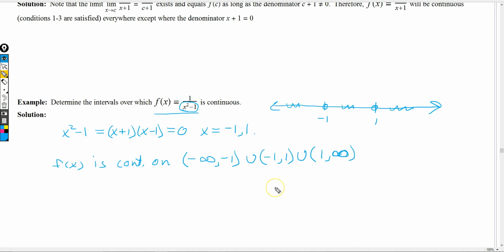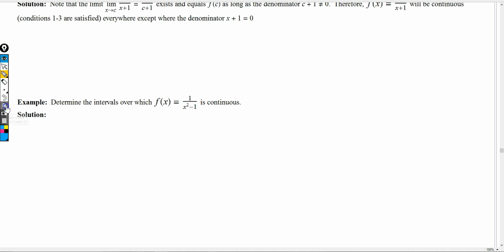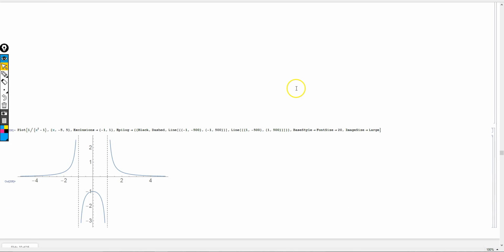Quickly, here's what the graph of this function looks like. Notice that the function is continuous everywhere except at -1 and 1. Those are where we have some asymptotic behavior of this function. Notice from -∞ to -1, I can graph that function without picking up my pencil. Right?